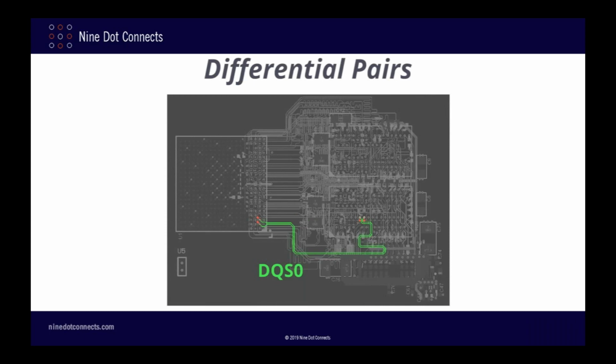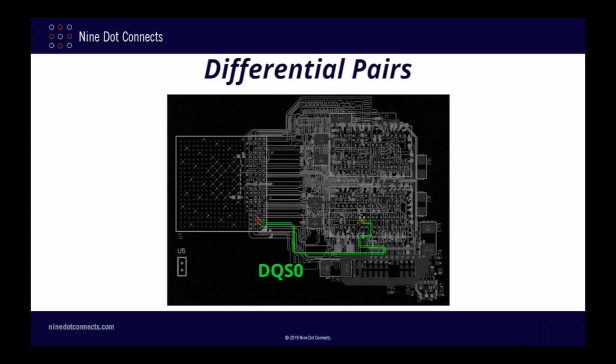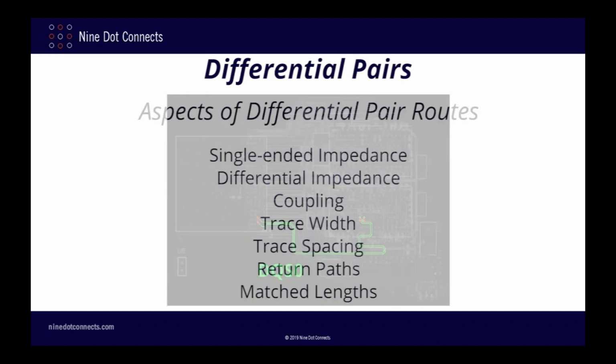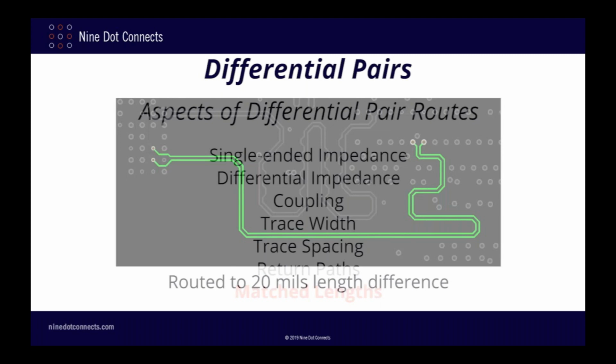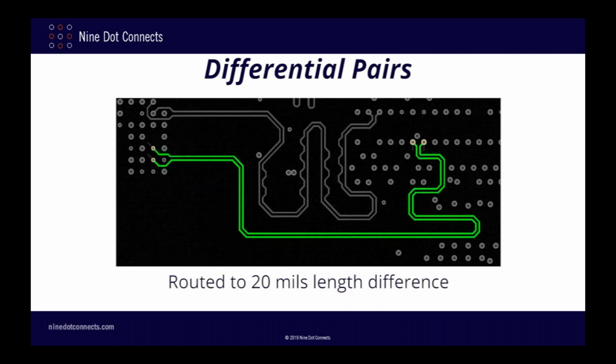So to this end, I'd first like to look deeper into the care and feeding of differential pair signals. I will be using the DQS0 data strobe signal for my explorations, as shown here. There are, of course, a variety of aspects involved in routing a differential pair signal, but at this point I will focus on issues involving the relative lengths of the traces. I will discuss the importance of matched length traces later, but for this example, I've routed these signals to within 20 mils of each other, and as you can see, the overall routing is pretty clean.